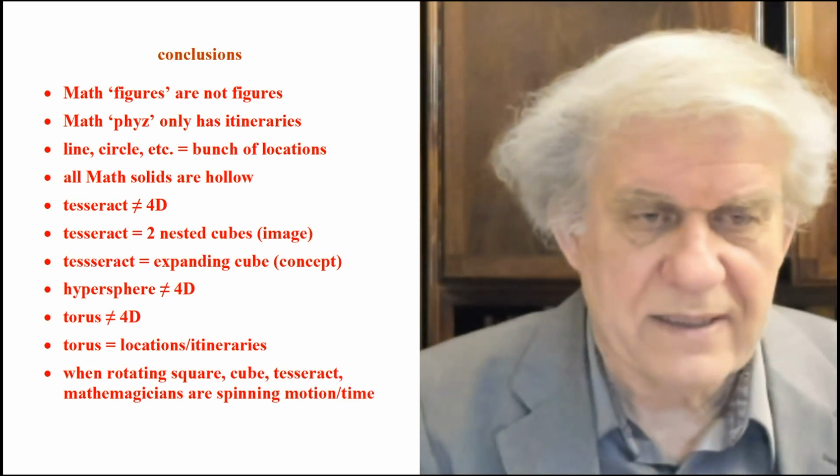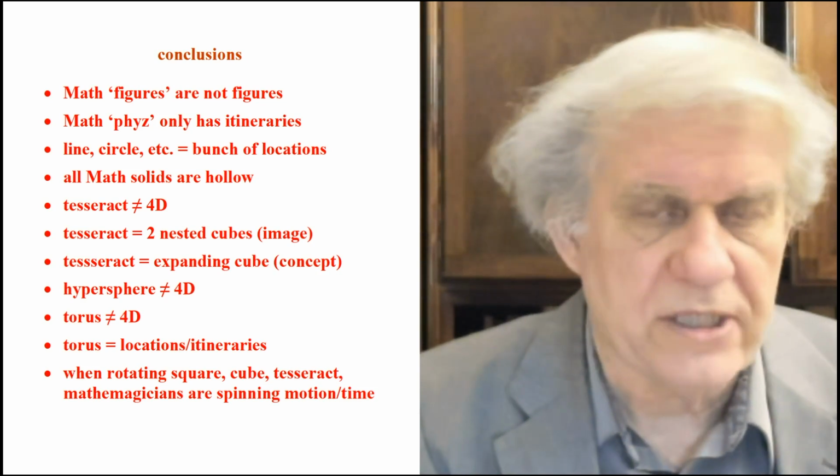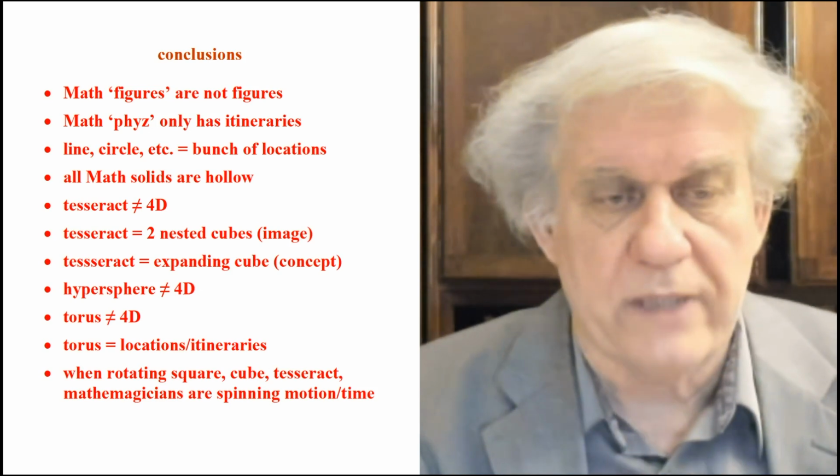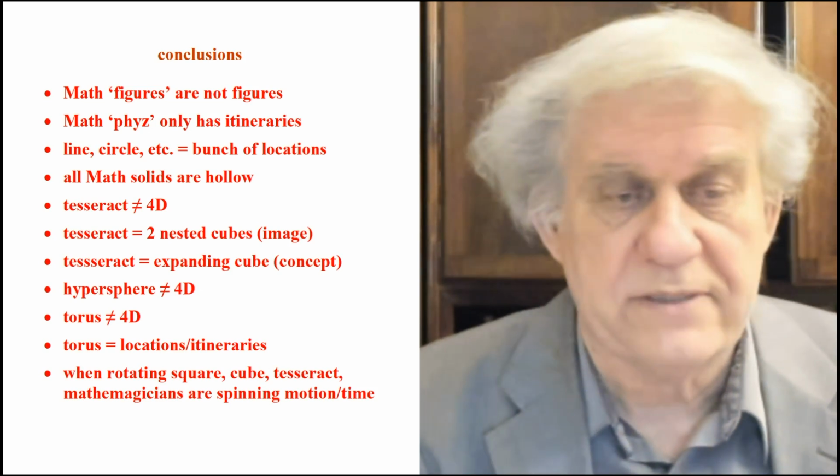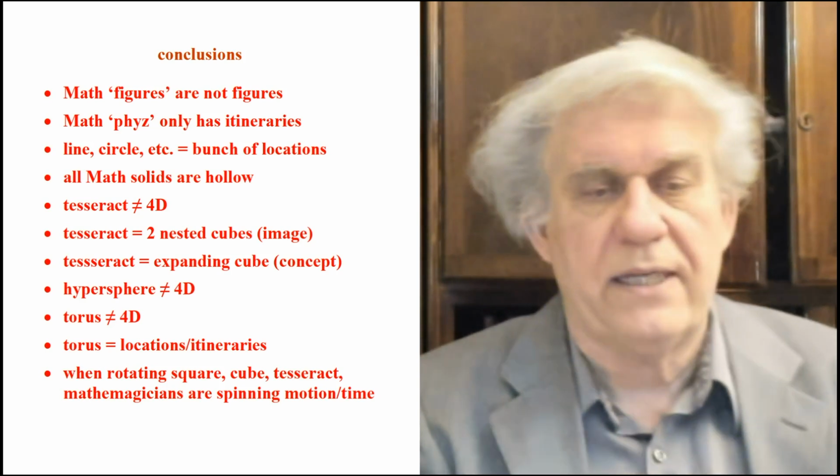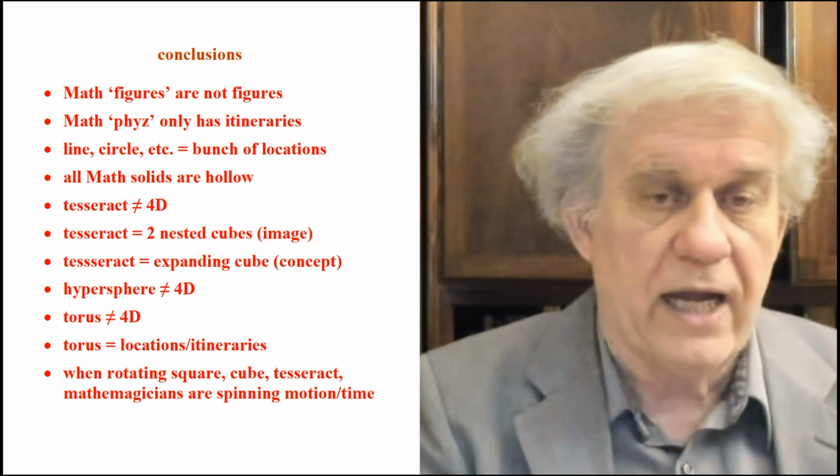This is the issue, okay? Torus, bunch of locations and itineraries. That's all the torus is. And when rotating square, cube, tesseract, whatever, etc., mathematicians are spinning motion. They are spinning time. They are spinning a web of nonsense, of poppycock.